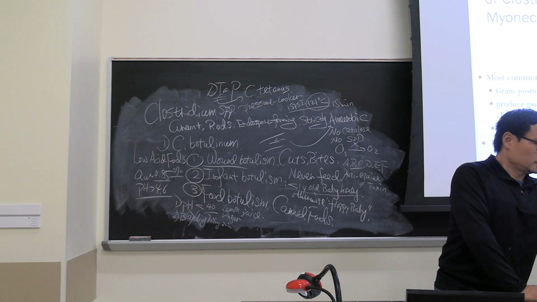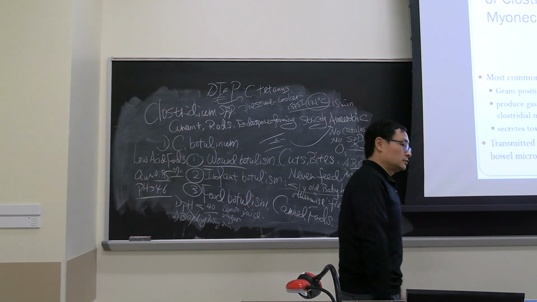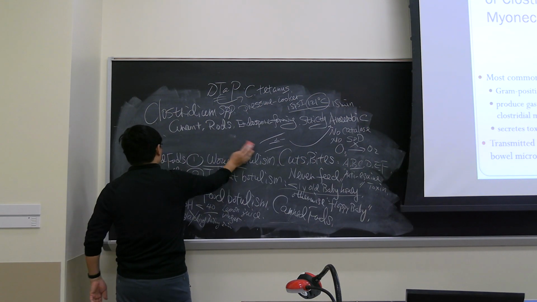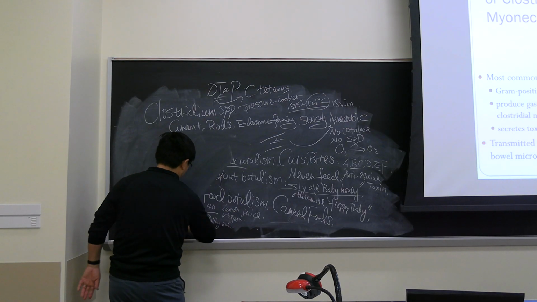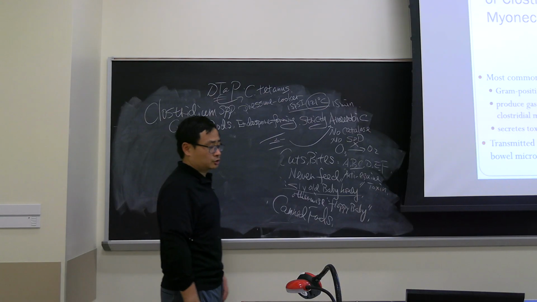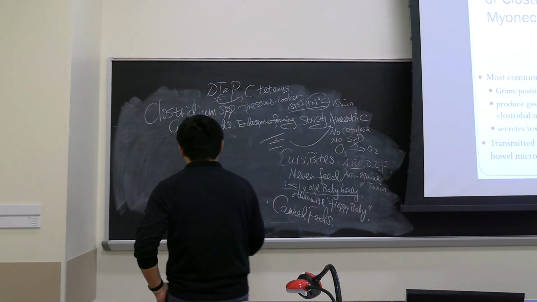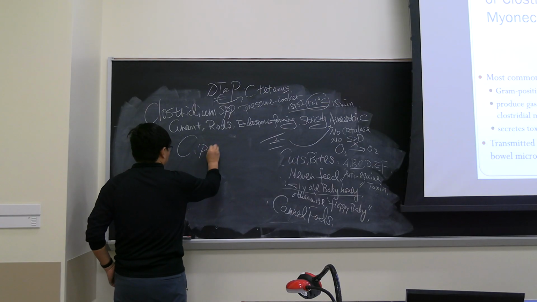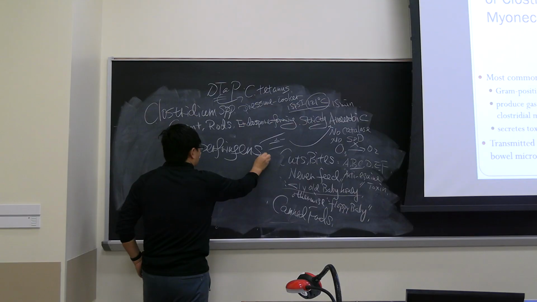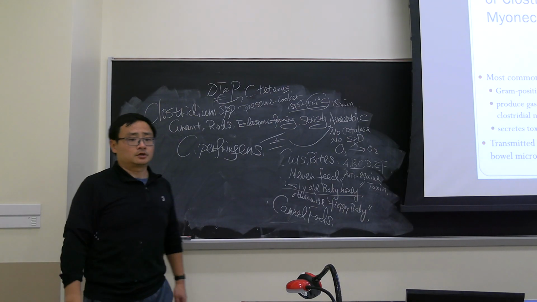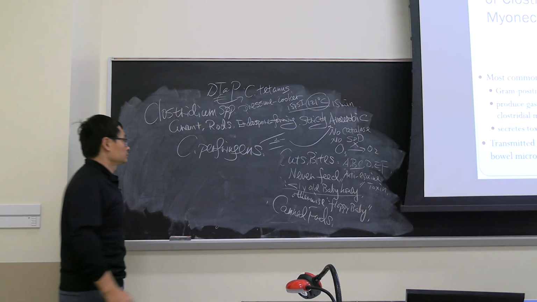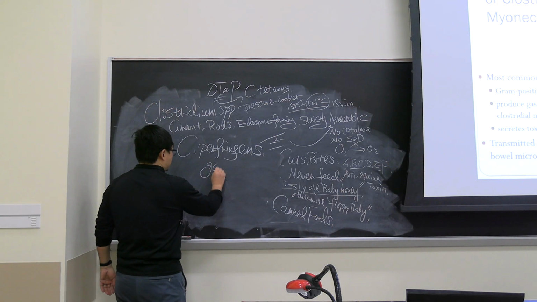Okay. Next one. Clostridium perfringens. So we talked about tetanus, we talked about botulism, now we're going to talk about Clostridium perfringens. It will cause a severe symptom, looks like the picture. Gas gangrene.